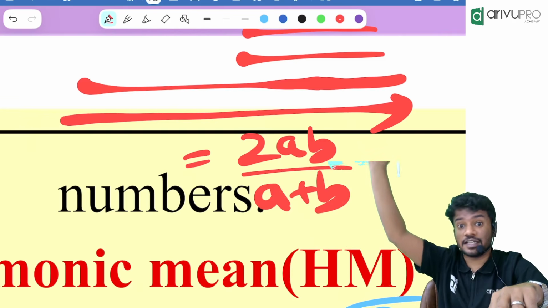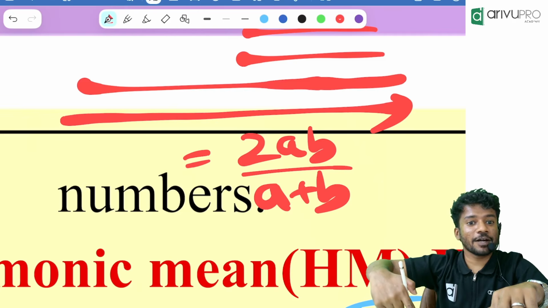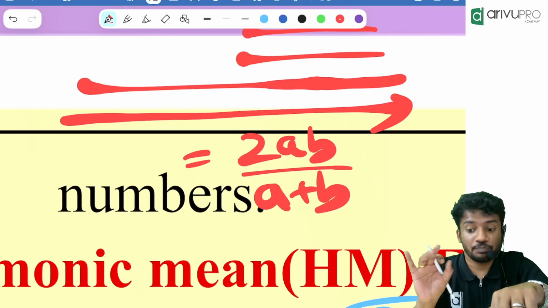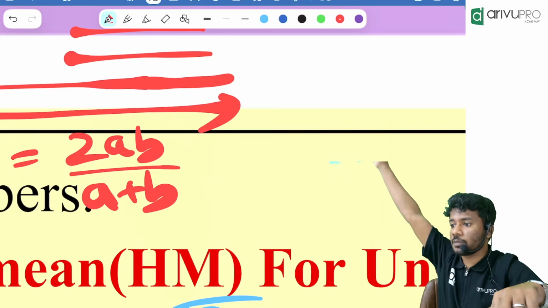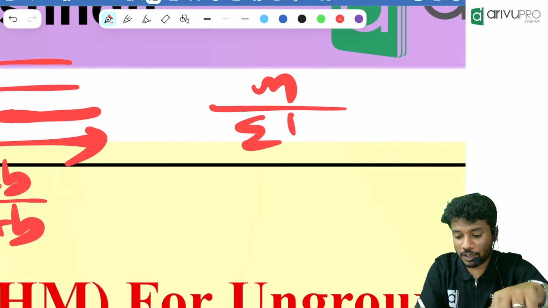If you haven't studied, this is the moment. You had studied something like this, 2ab divided by a plus b. That is called average speed in science. Now people, where was it determined from? It was from harmonic mean. What is the formula for harmonic mean? N divided by sigma 1 by x, right?